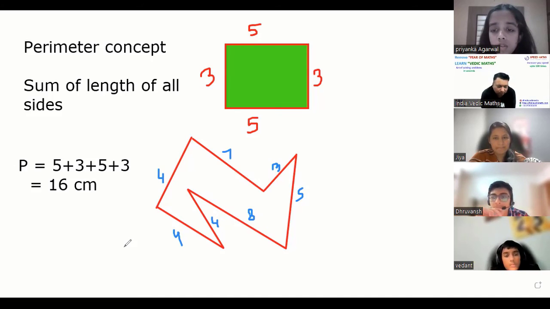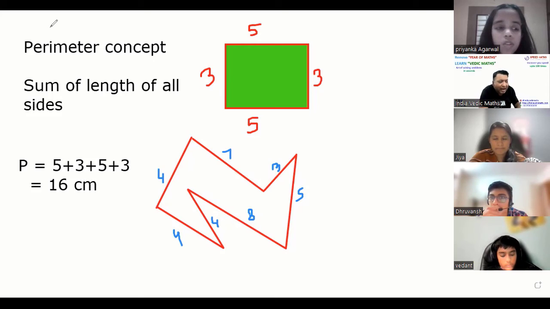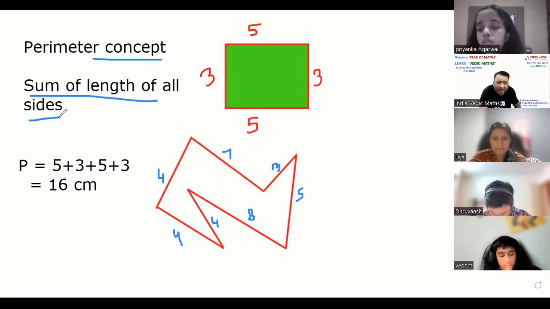Because the number 4 and the H1, they're facing inward. Good. Now, obviously, we can find out the perimeter of any figure, including this. How? Because I said the concept is what? Sum of length of all sides. Nothing else there. Sum of length of all sides.